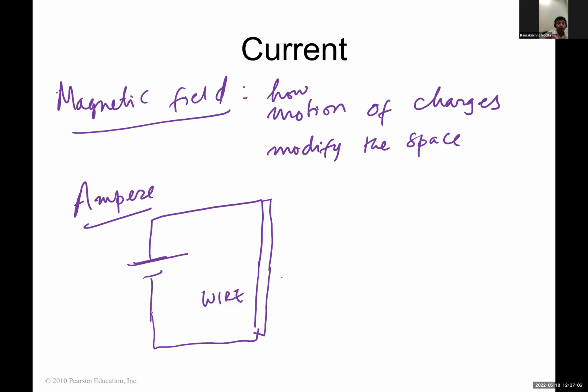Okay, and then he observed that if you were to look at around this, you would have like some iron. If you were to put some iron filings, they would get attracted to this current carrying wire.